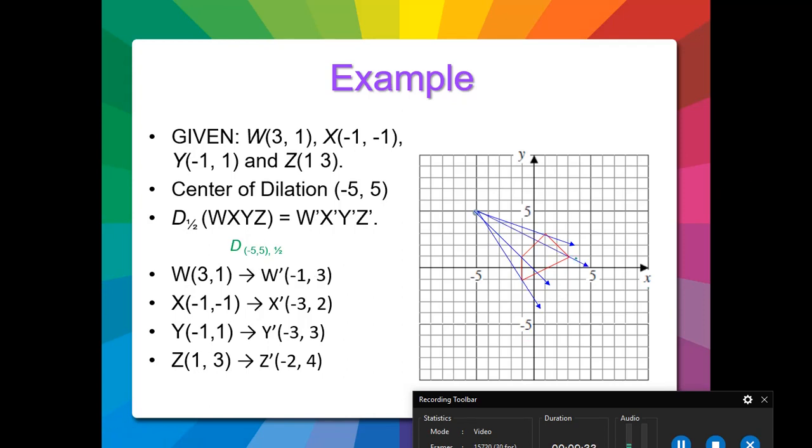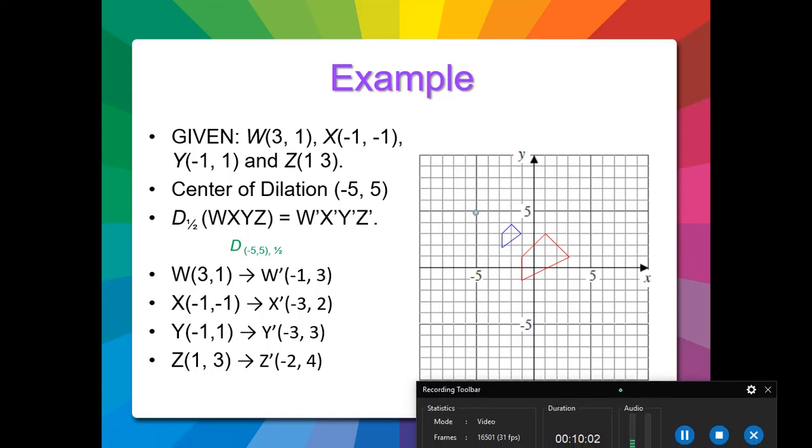For W, our last point right here, we would have to rise 4 and run 8. So we're going to rise 2 and run 4. So our new location of W prime is at -1, 3. I have the rule, dilate about the center of dilation of -5, 5, a scale factor of 1/2. I'm going to remove the blue lines and plot the new image, and it's as close as I can get, but it is half the size of the original figure.